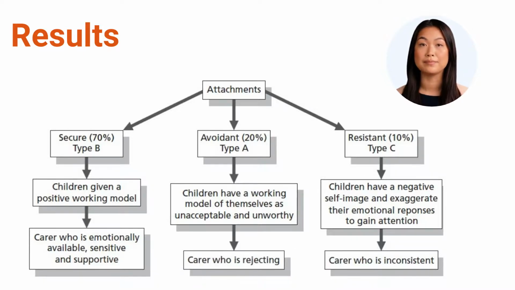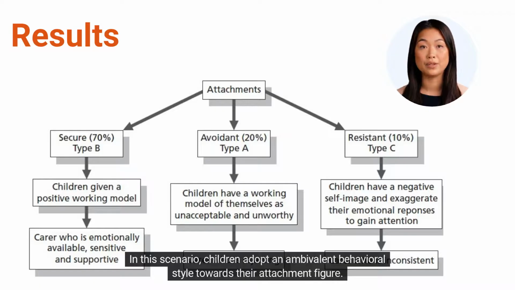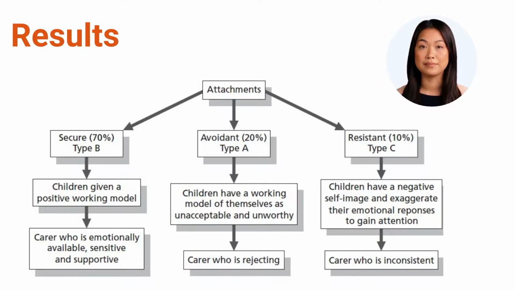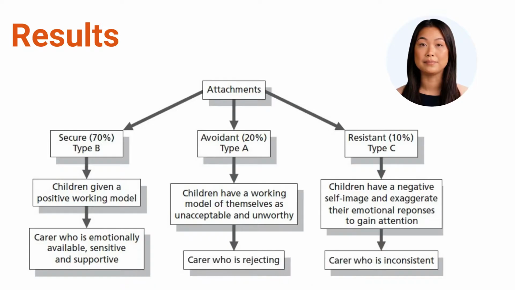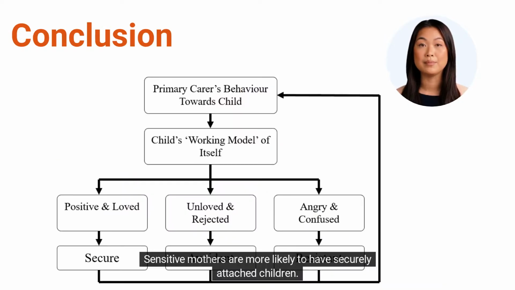anger towards her. In this scenario, children adopt an ambivalent behavioral style towards their attachment figure. They often exhibit clingy and dependent behavior, yet reject the attachment figure during interactions. Sensitive mothers are more likely to have securely attached children.